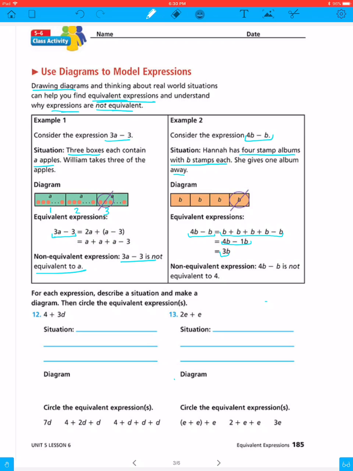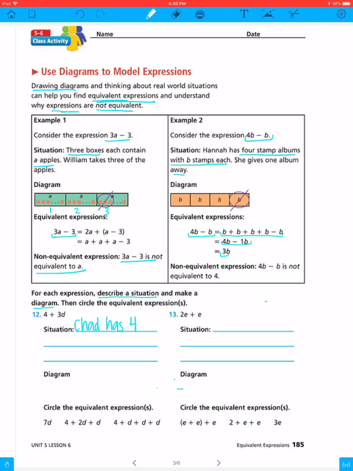The same thing with our friend Hannah and her stamp collection. It has B stamps each, and she gives one album away. That doesn't make everything go away. So for number 12, let's get this party started. It's 4 plus 3D. Let's write a situation.